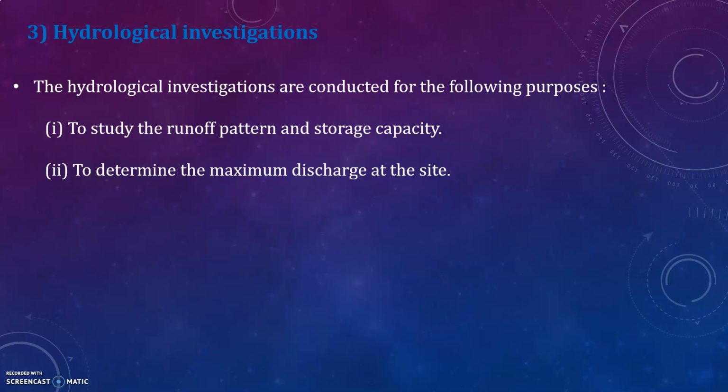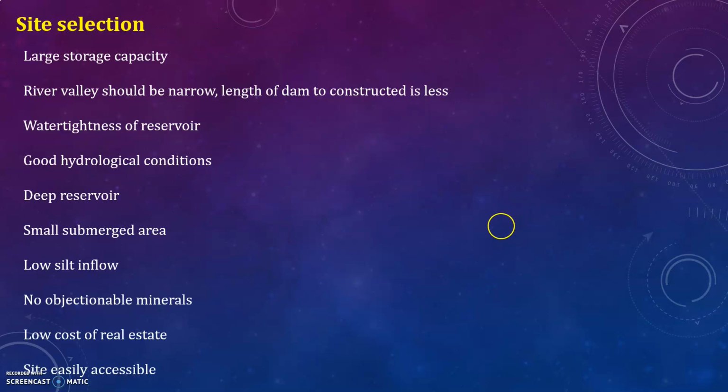The hydrological investigations may be divided into two heads. The first one is supply or runoff pattern at the proposed dam site to determine the storage capacity corresponding to the given demand, and the second is the determination of the hydrograph of the worst flood to determine the spillway capacity and design.